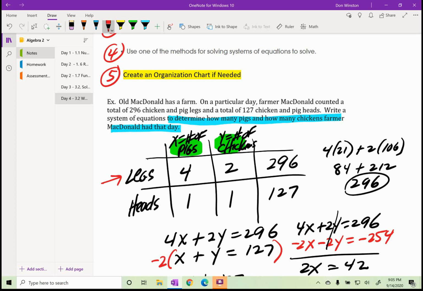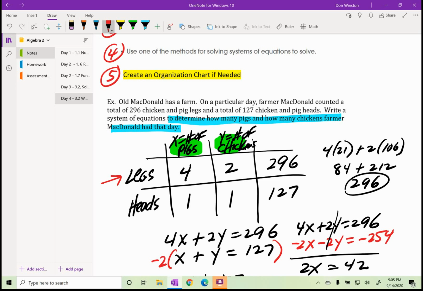And then what else do I know? I know that he counted 127 chicken and pig heads. Now, every pig has 1 head. There's no such thing as a 2-headed pig. But there is such a thing as a pig with no head. Does anybody know what it is?